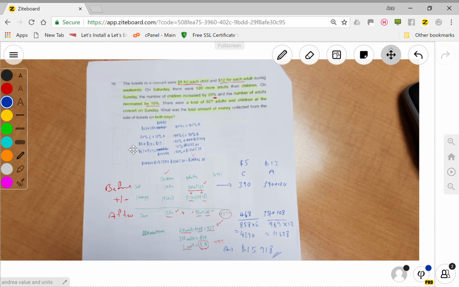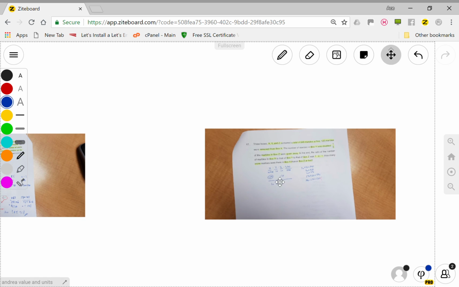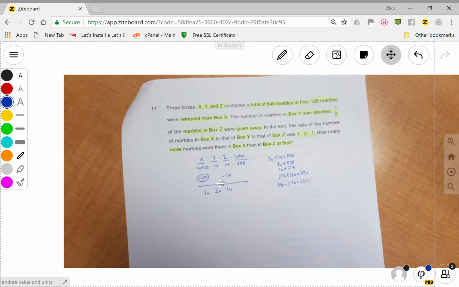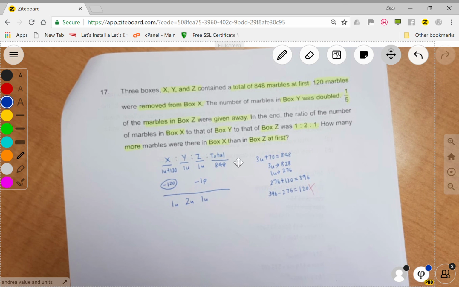Any other questions for this? No. Okay, continue. All right, this is the XYZ. So XYZ, three boxes.